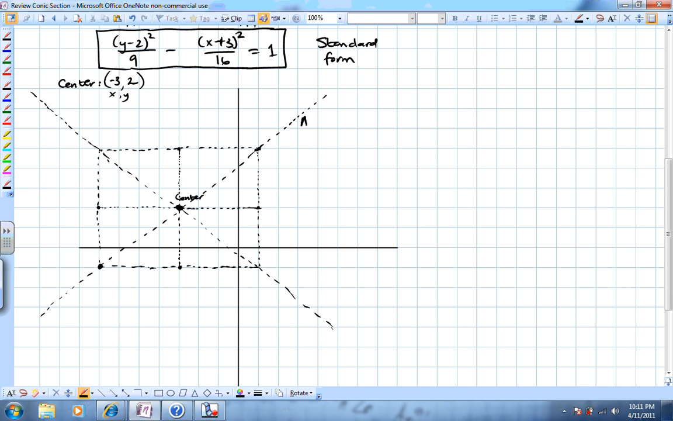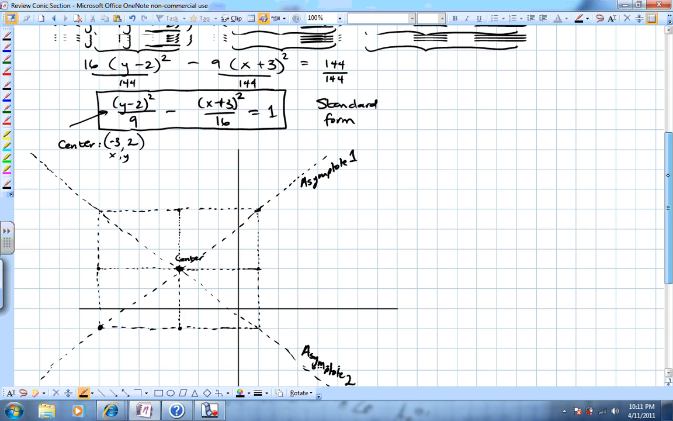Okay, just remember that these are your asymptotes for the hyperbola. So I'm just going to go ahead and label them. Let's be specific. Let's call this asymptote 1. Let's call this asymptote 2.